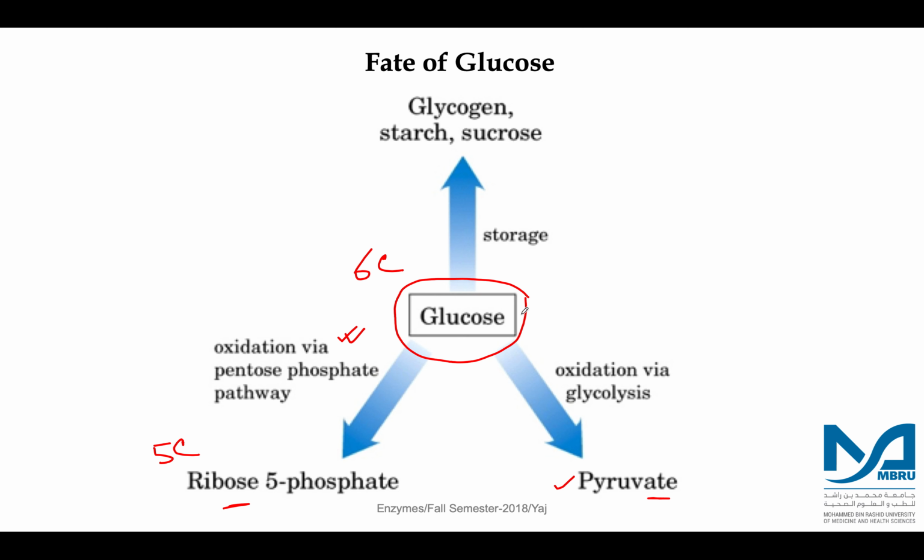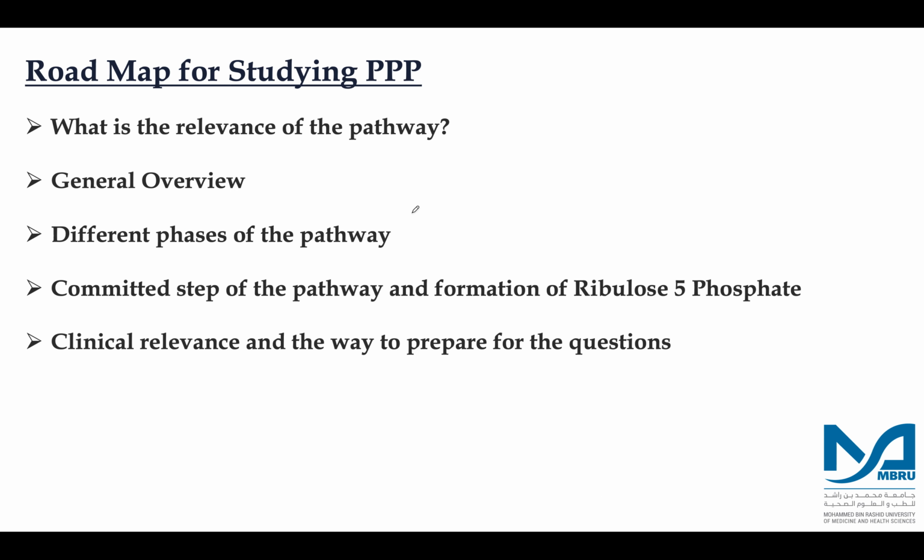So today's lecture deals with glucose and its conversion to ribose 5-phosphate. The metabolic pathway that helps in doing so is the pentose phosphate pathway, also known as the hexose monophosphate shunt. So don't get confused if you come across this term, because they mean one and the same.